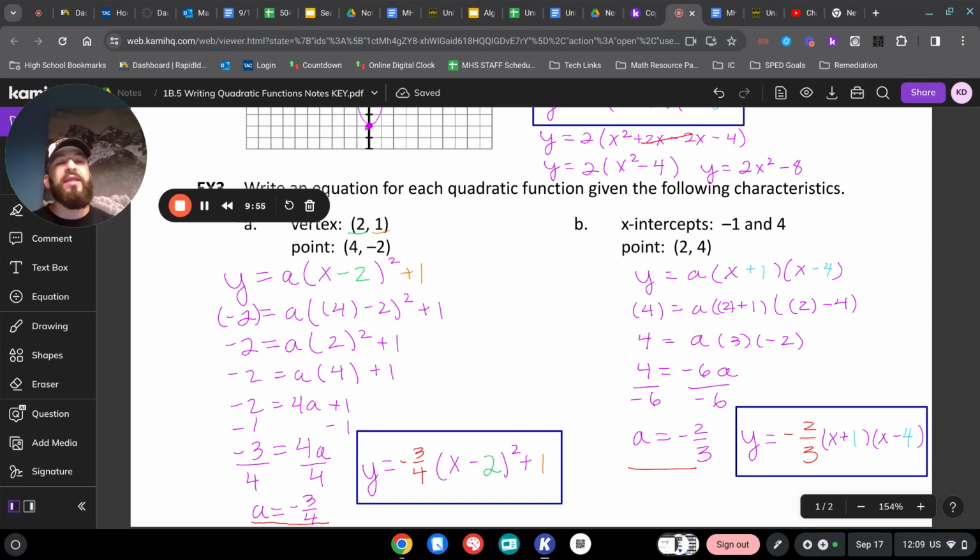And then plugging in that extra point they gave us, so 4 for the y value, 2 for the x value. Simplifying through, we do get an a value of negative 2/3. So y is equal to negative 2/3, x plus 1, and x minus 4. Okay, so fairly straightforward on both of those, y'all. Same skills that we practiced last time.